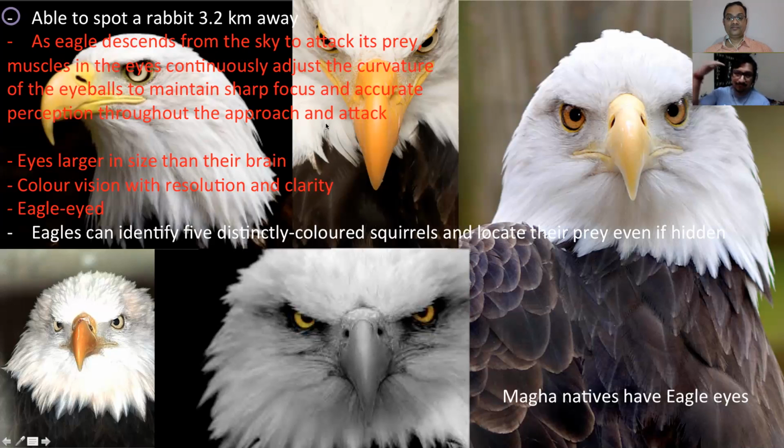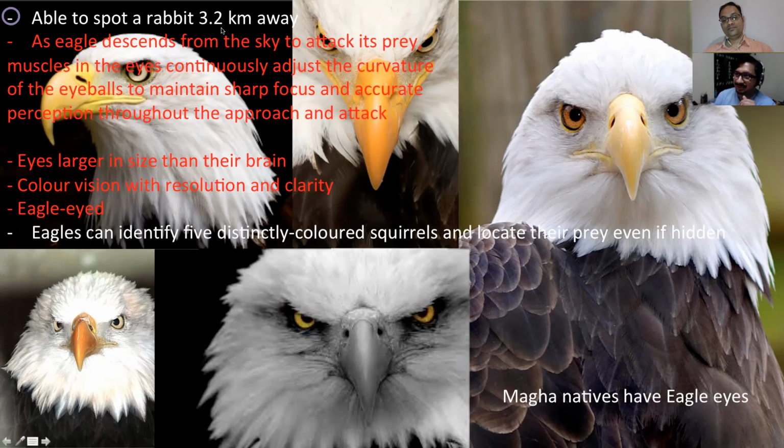So it may be 3.2 kilometers above the prey, and it's coming down. And as it's coming down, it's still able to adjust its course. And finally, it is able to capture its prey. So it's showing how strong this adaptive nature is that these Magha natives have to accomplish the task. These are the kings naturally. They are far-sighted. They can see things at the farthest level.